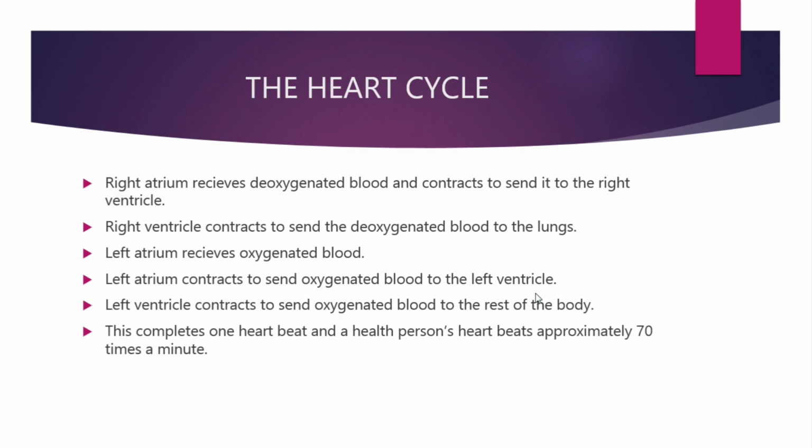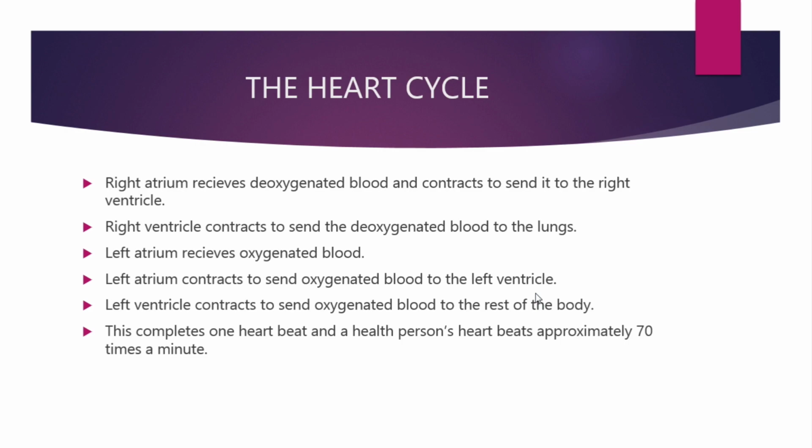When the atria contract, first the right atrium contracts, then the right ventricle contracts, then the left atrium contracts. After the left ventricle has contracted, one beat of the heart has completed. At the start of the heart cycle, both the atria and ventricles are relaxed. Deoxygenated blood from the body enters the right atrium through the vena cava. Oxygenated blood from the lungs enters the left atrium through the pulmonary veins.